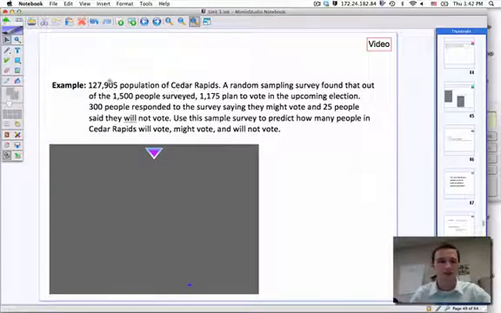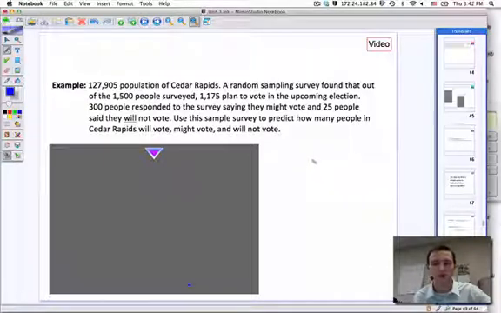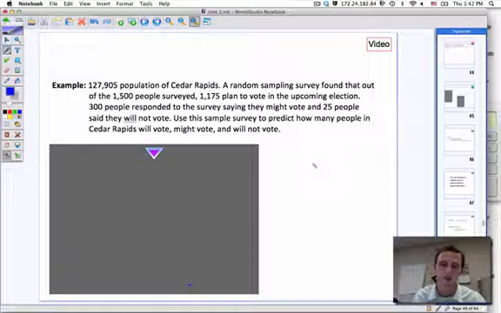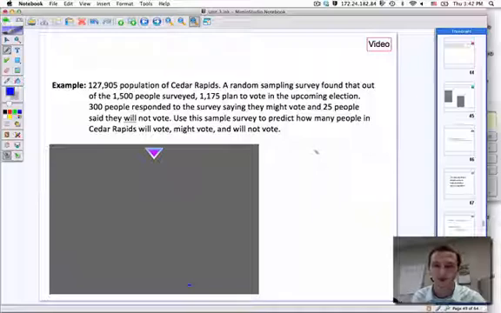So here's an example problem. 127,905 is the population of Cedar Rapids. Okay, so a random sample survey found out that of the 1,500 people surveyed, 1,175 plan to vote in the upcoming presidential election. 300 people responded to the survey saying they might vote, and 25 people said that they will not vote. So use this sample survey to predict how many people in Cedar Rapids will vote, might vote, and will not vote.